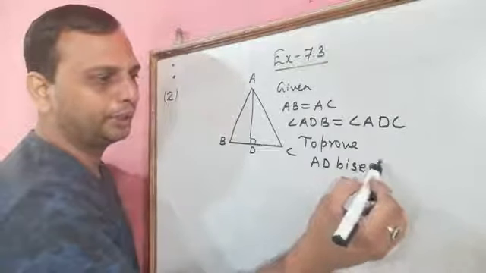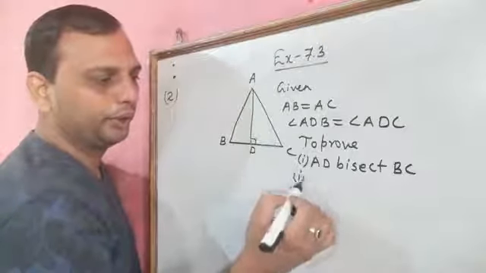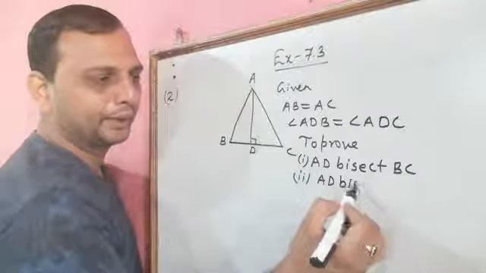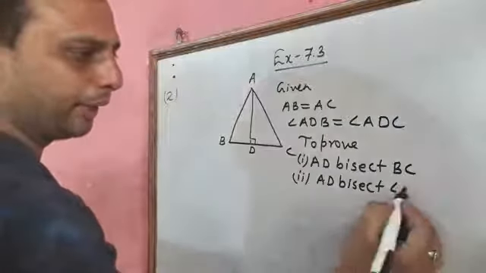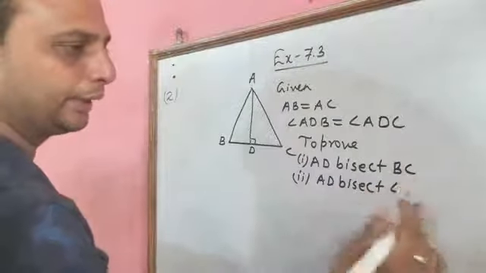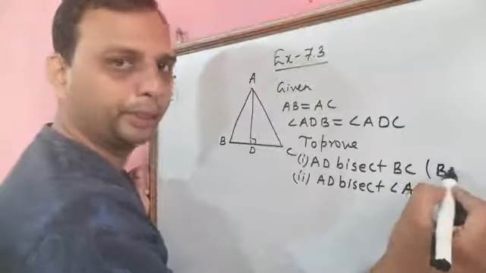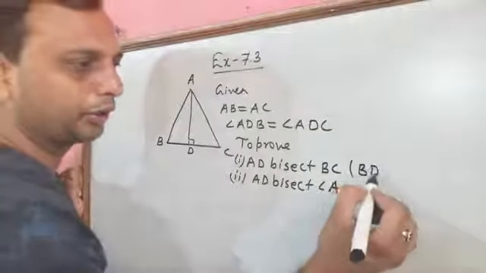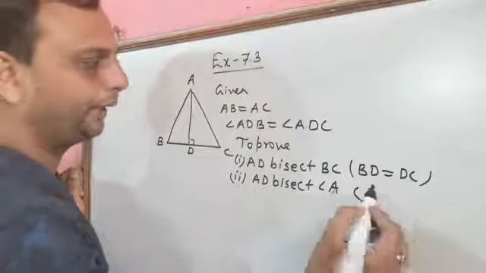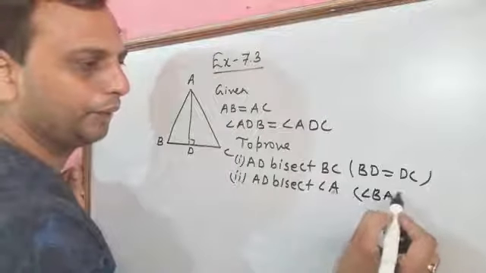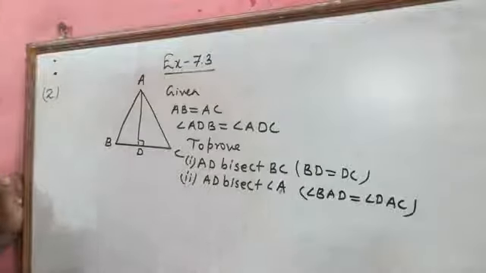AD line bisects BC, first proof. Then second, AD bisects angle A, means it divides the angle A into two equal parts. And AD bisects BC, it means BC is divided into two equal parts. That means we have to prove BD equal to DC. So I am writing here, we have to prove that BD equal to DC in the first part. In the second part, it bisects the angle A. That means angle BAD equal to DAC. This we are supposed to prove.